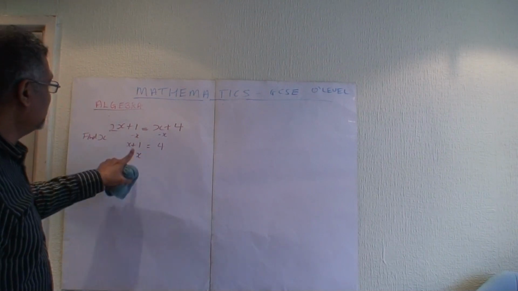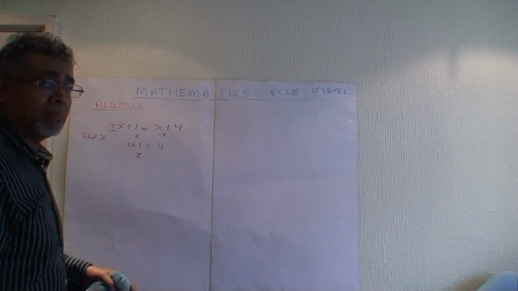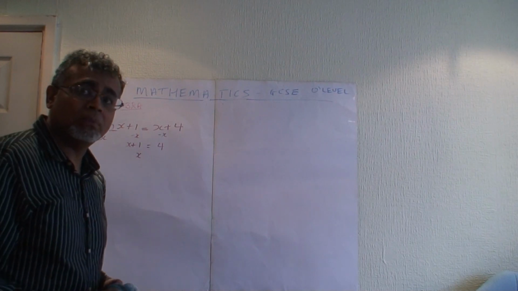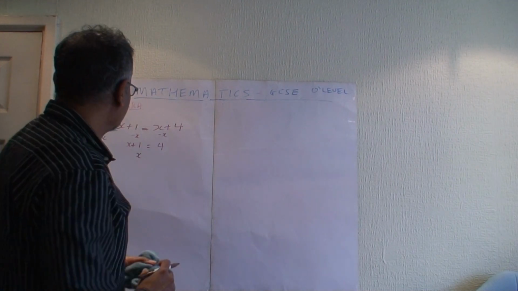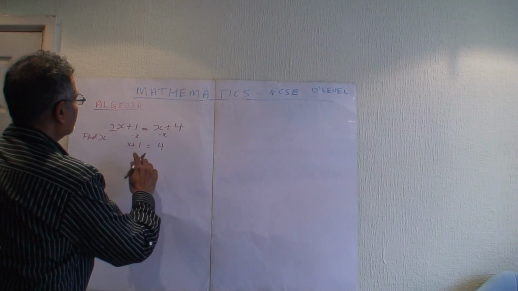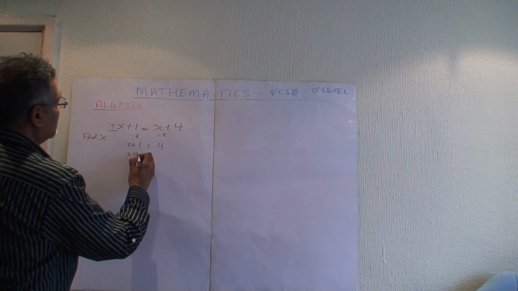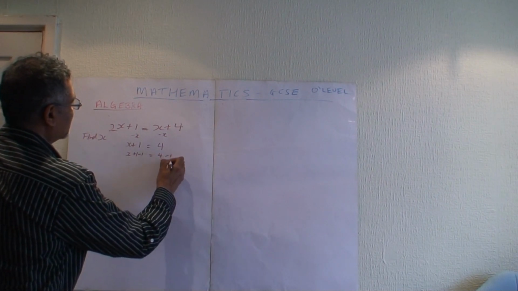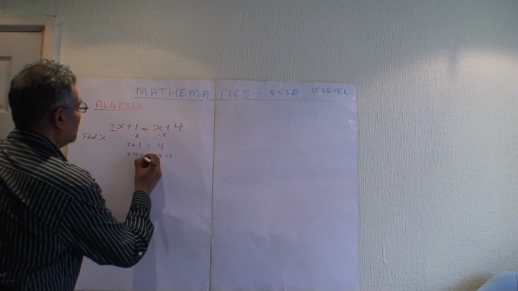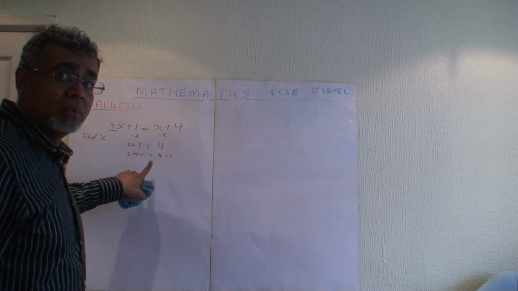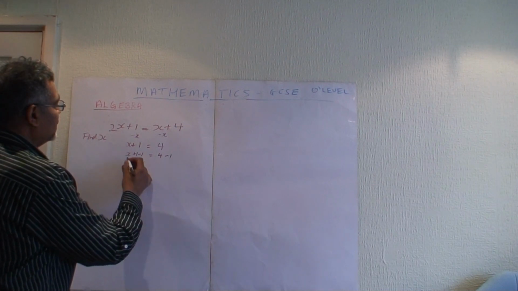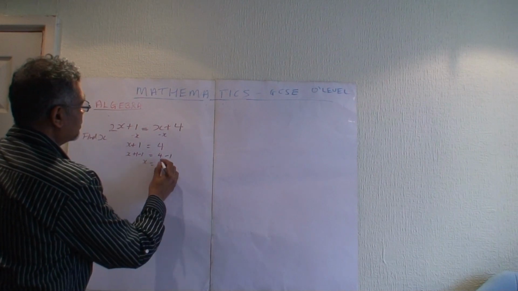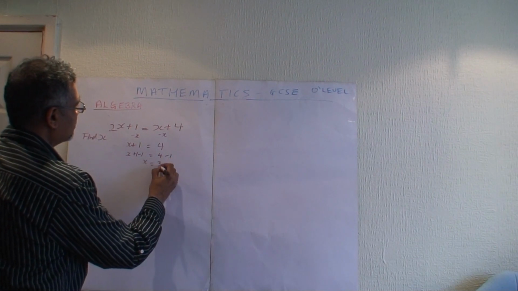We need to get rid of the plus 1. To get rid of plus 1, you minus 1. If you're going to minus 1 in an equation, you do it on both sides of the equation. So x plus 1 minus 1 is equal to 4 minus 1. You see we minus 1 on both sides. So this is x, 1 minus 1 is 0, so you're left with an x. 4 minus 1 is 3.